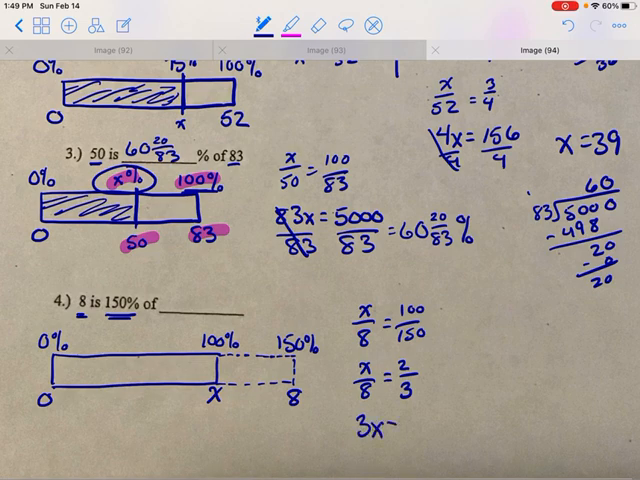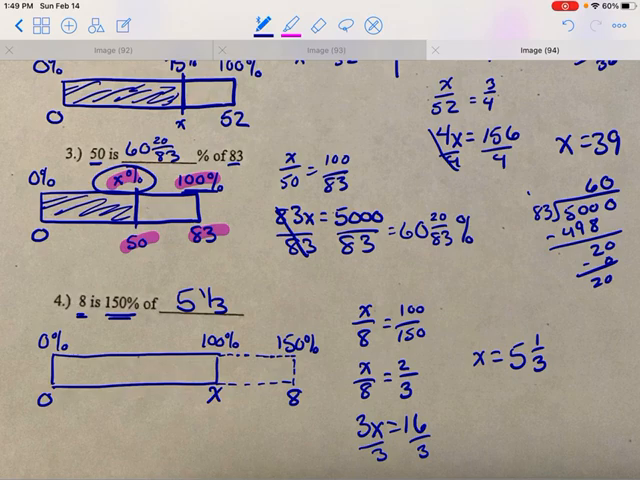If I cross multiply, I get 3x equals 16. So that part's not quite as pretty. So 3 goes into 16 5 times with 1 left over. So I get a base of 5 1/3. All right, so I do like the proportion method because it does go along with most textbook methods for solving these.